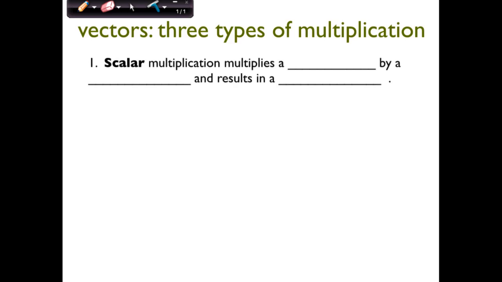Okay, so scalar multiplication multiplies what by what and results in a what? Scalar multiplication multiplies a scalar by a vector and gives a second vector, right? A scaled version. That's why it's called a scalar, because it's scaling the vector. Like a magnified or shrunken version of that vector. But if your scalar is negative, what does it do? Flips the direction, right?